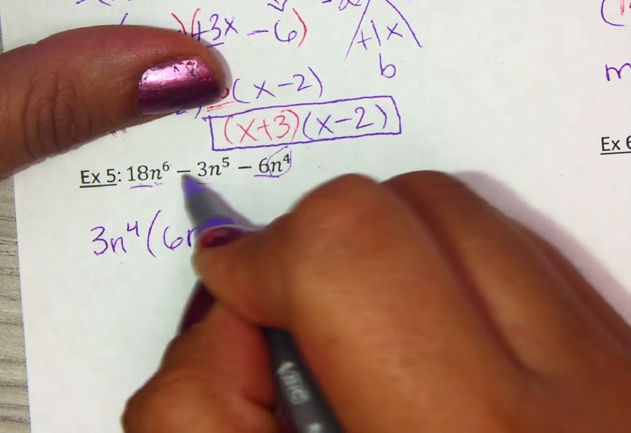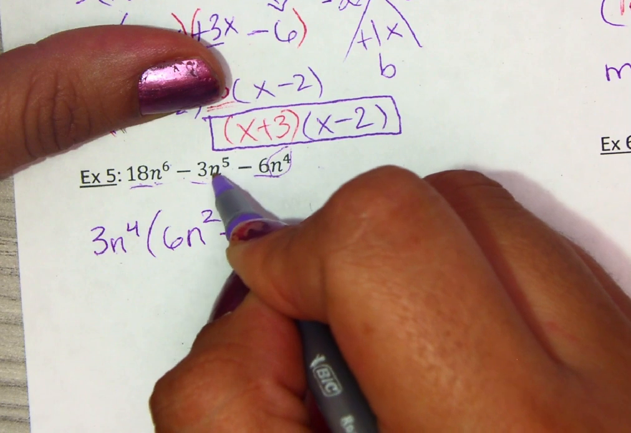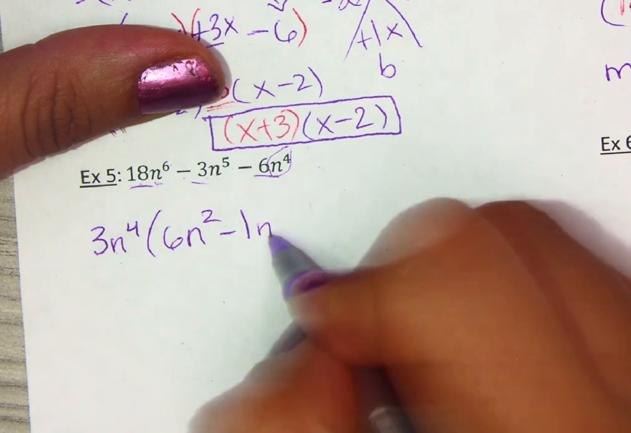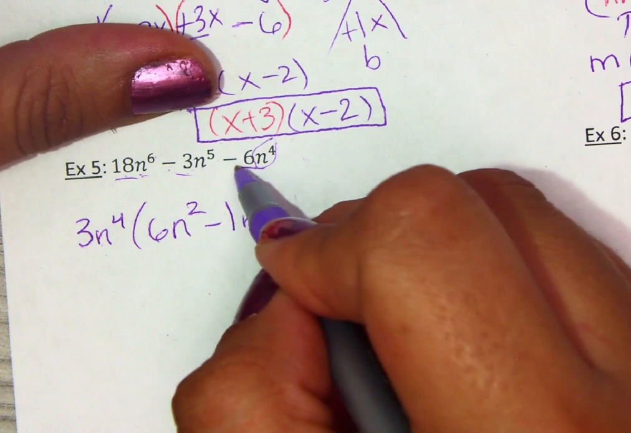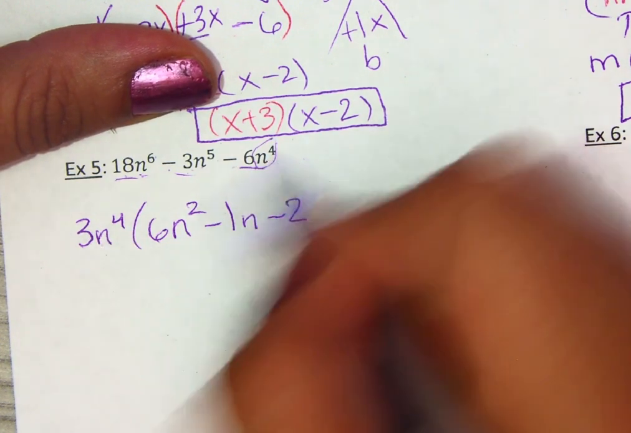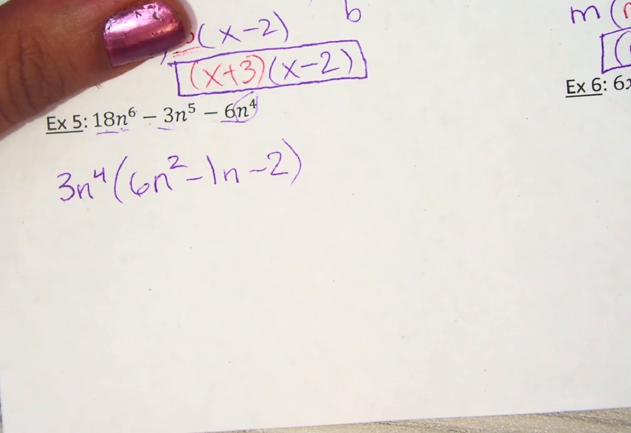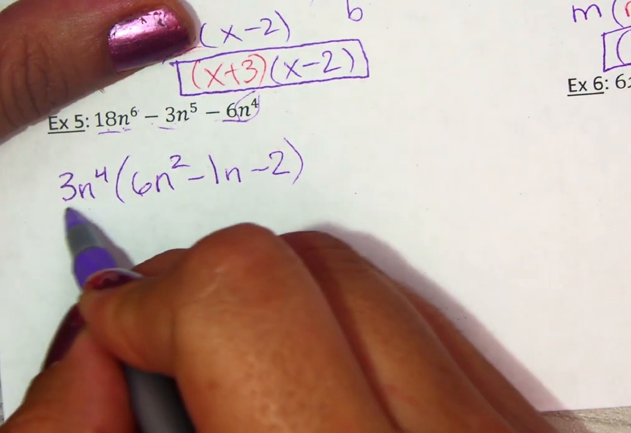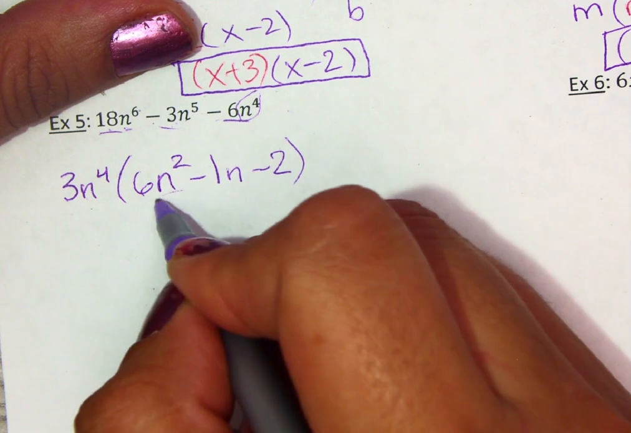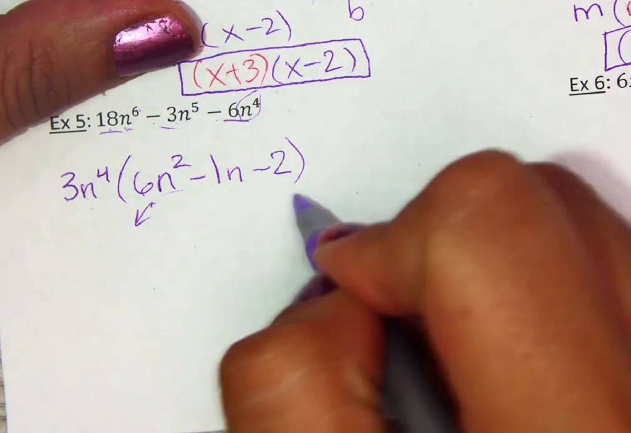And next we have negative 3 divided by 3, that's negative 1. If you have 5 n's and you take out 4, you're going to have 1 left. And then negative 6 divided by 3, that's negative 2. If you have 4 and you take out 4, then you have nothing left. So we're going to leave this trinomial after we do the GCF. From here, we're going to now factor this trinomial the same way we're factoring these others.